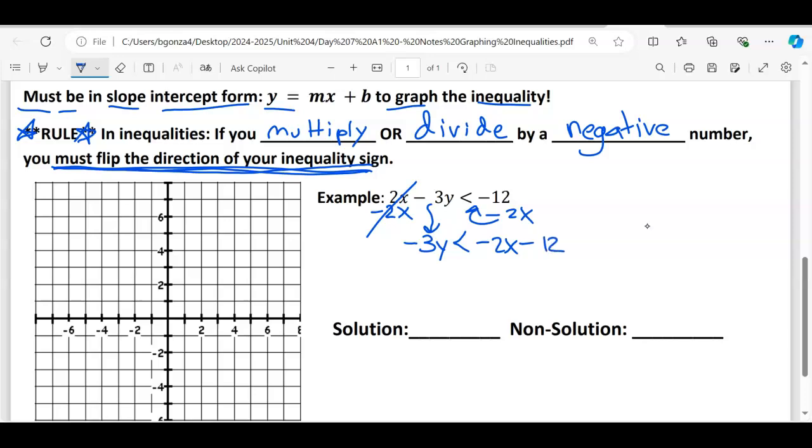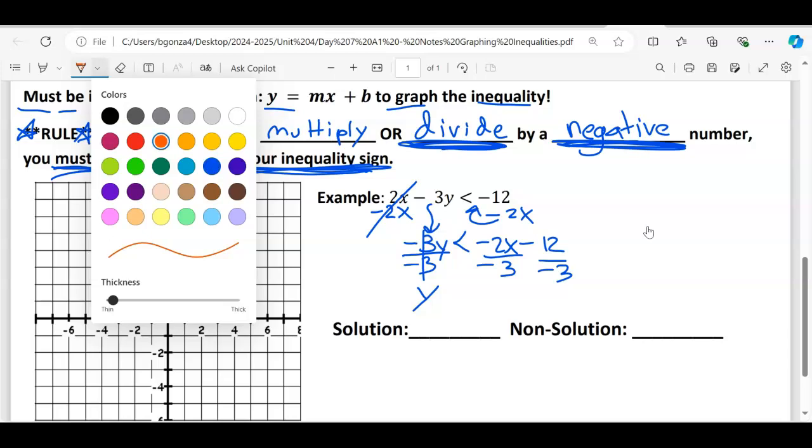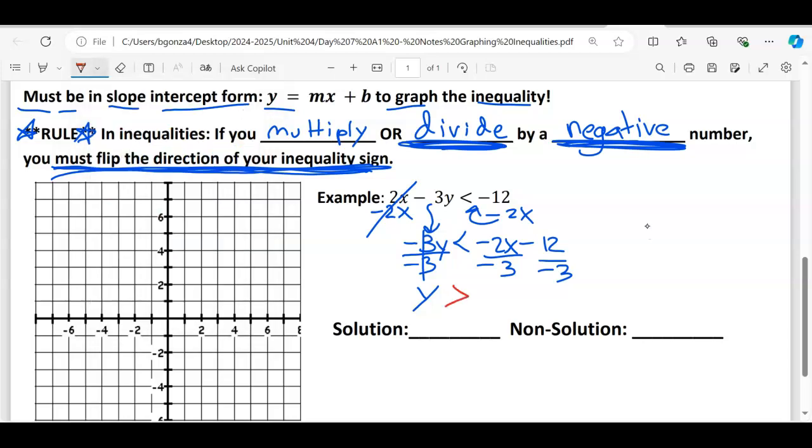Cool? Now, here's my last step. How do I get rid of the number in front of y? Divide, right? So we divide by negative 3 everywhere. The negative 3's cancel, so now I have y. But what did I just do? Everything got divided. Did I divide by a negative? I did, right? I divided by a negative number, so that means I must flip the direction of the inequality sign. So check it out. This is now going to be a greater than sign.